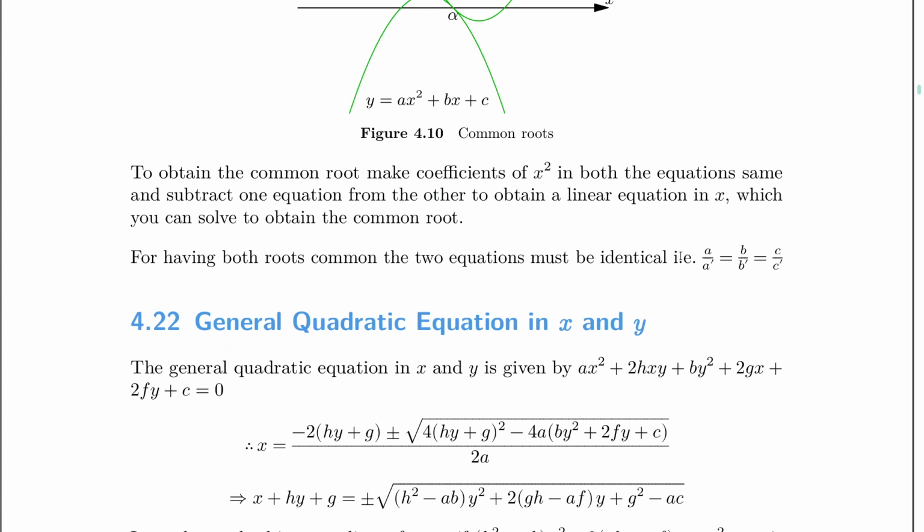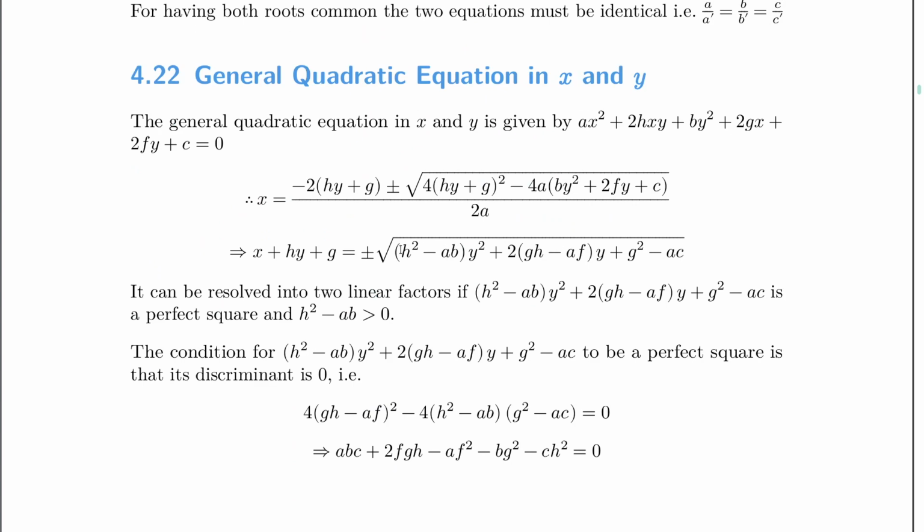So the equations effectively will be identical. All right. Now we find the general quadratic equation in x and y. So the general equation is ax square plus 2hxy plus by square plus 2gx plus 2fy plus c is equal to 0. So the value of x in this case is given by minus 2(hy plus g) plus minus square root of 4(hy plus g) whole square minus 4a(by square plus 2fy plus c), by 2a.